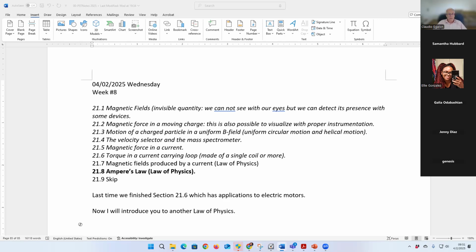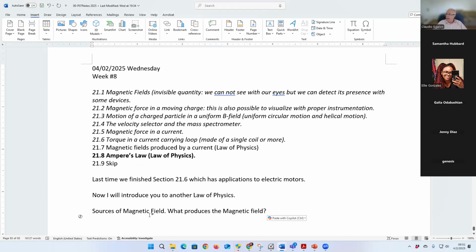Okay, so here you go. So sources of magnetic field, right? What produces the magnetic field? I discussed that with you before. What produces the magnetic field is the current. By the same token that electric charges are sources of electric fields, then electric current is its counterpart for the magnetic field.